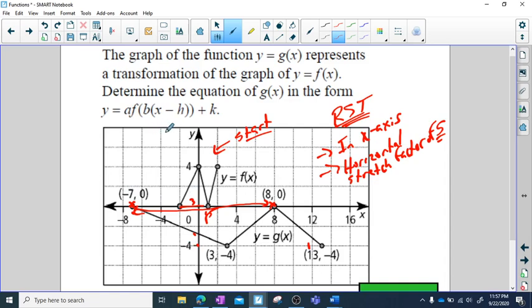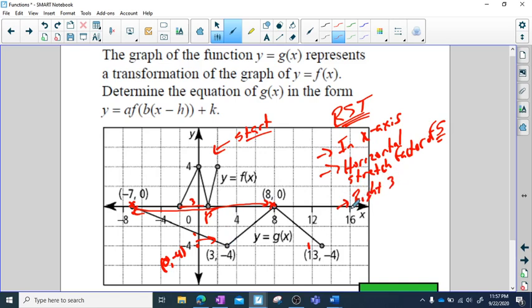Now we have to look at the left-right movement. Use this point right here. It's probably the easiest one, though it's not the only one you can look at. Even when you stretched it horizontally, this one wouldn't have moved, because it was the ordered pair (0, -4). When you horizontally stretch it, the x would have stayed 0. It didn't. It moved, so it must have shifted to the right. How far? 3 units. So this graph has moved to the right 3 units.